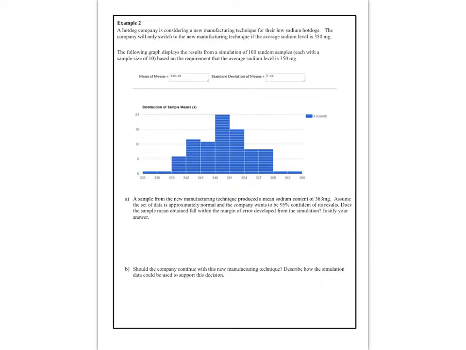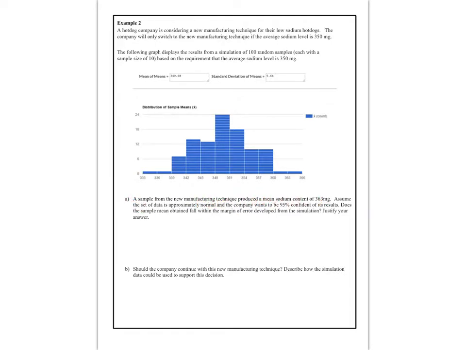All right, so we have a hot dog company considering a new manufacturing technique for their low sodium hot dogs. The company will only switch if the average sodium is less than 350. The following graph displays the results from 100 random samples, each with sample size 10, based on the requirement that the average sodium level is 350. So here we have our mean of means and our standard deviation. We have a nice normal looking curve. They're probably going to say it's approximately normal, and if they don't, the curve looks it, so we're good to go.